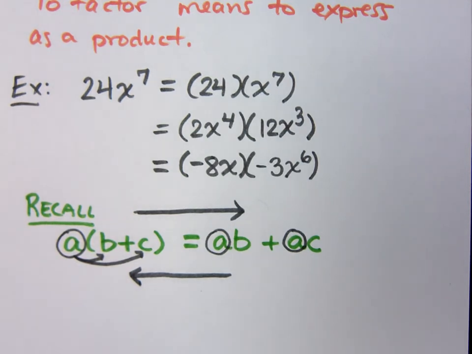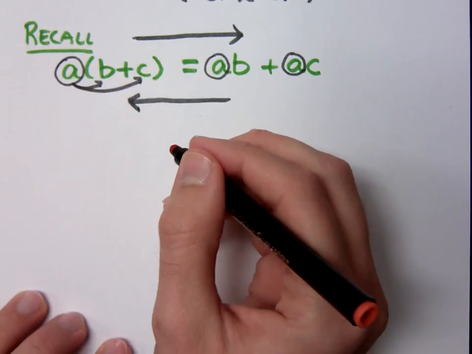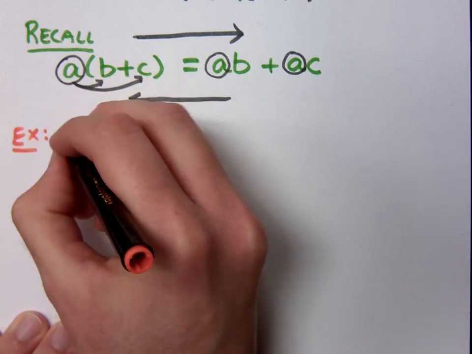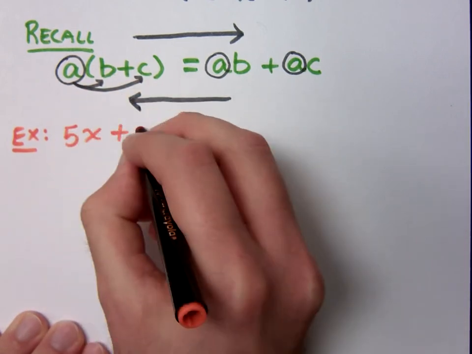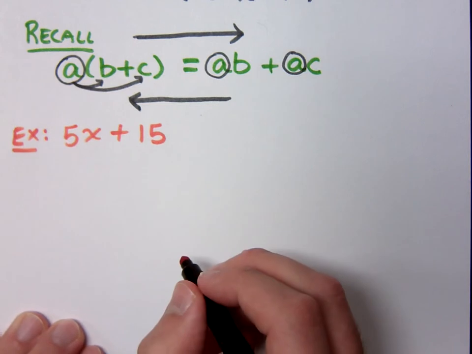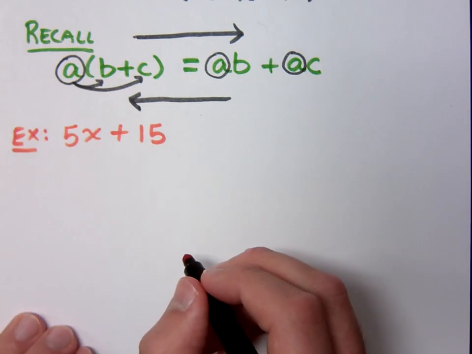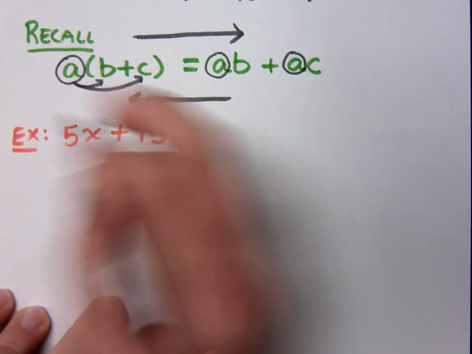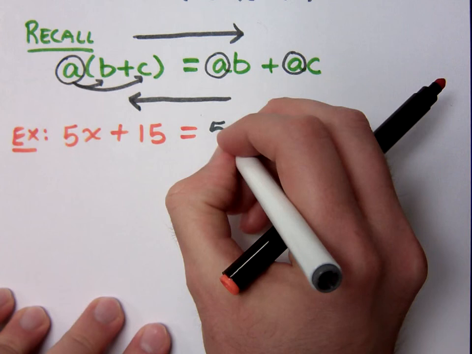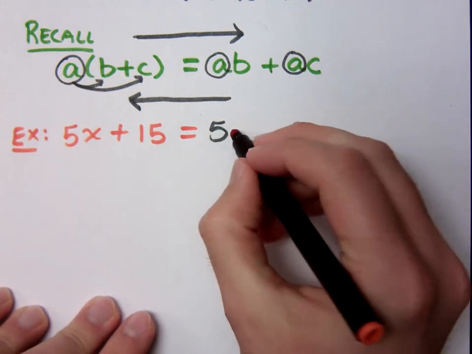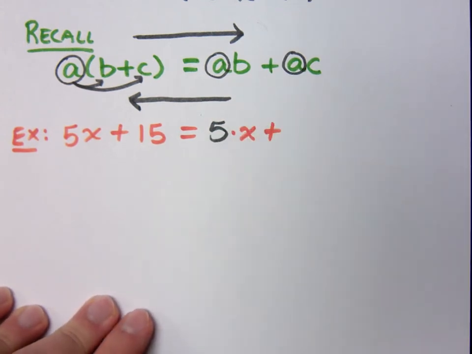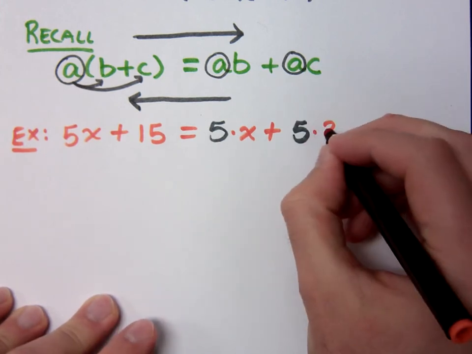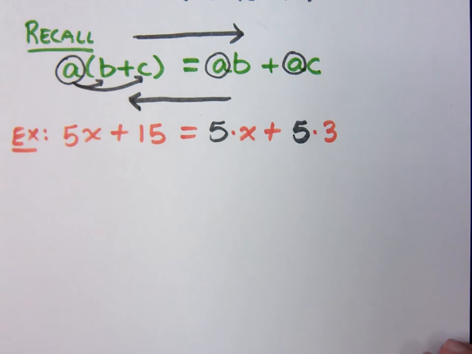So let's start off with this example. If I take 5x plus 15. Okay. Now, I hope that you guys agree with me that I can rewrite this to say 5 times x plus 5 times 3. Do y'all agree? Isn't that the same thing?